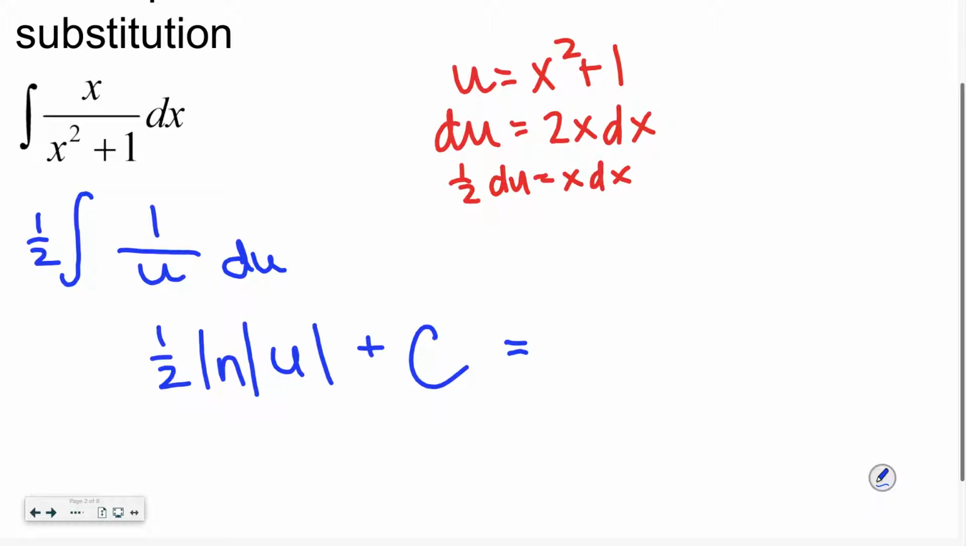Did that not look like an L? Well, there was just multiple lines. I got confused. Is that better? I like that.